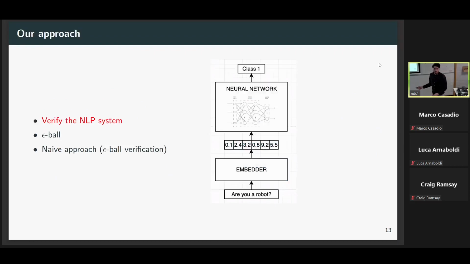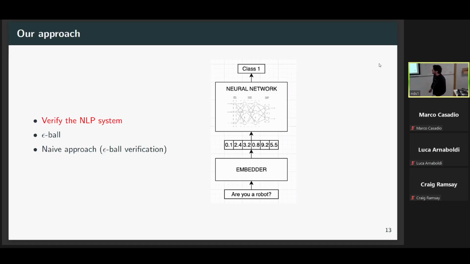So what is our approach to this problem? We want to verify the NLP system. What does it mean? It means when I input a sentence with the intent of asking if it's a robot, or if it's a medical query, we want the system to robustly classify that and tell me, ideally, 100% yes, I guarantee you that I will understand the intent.